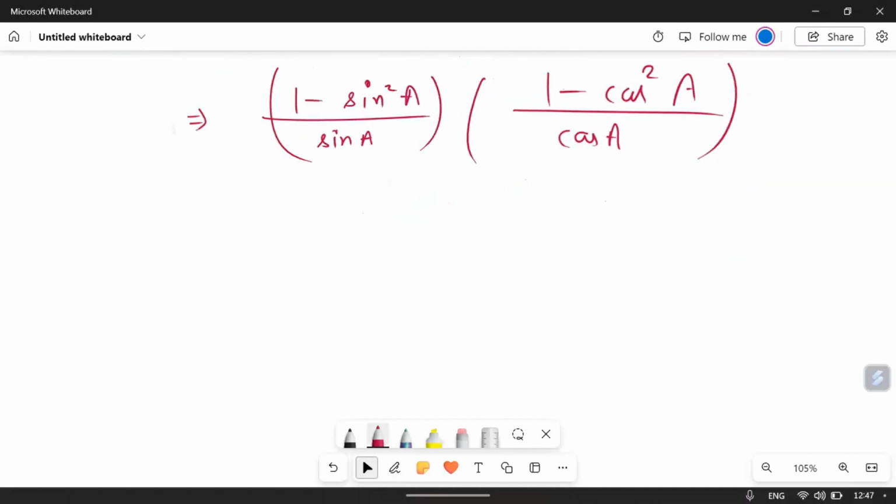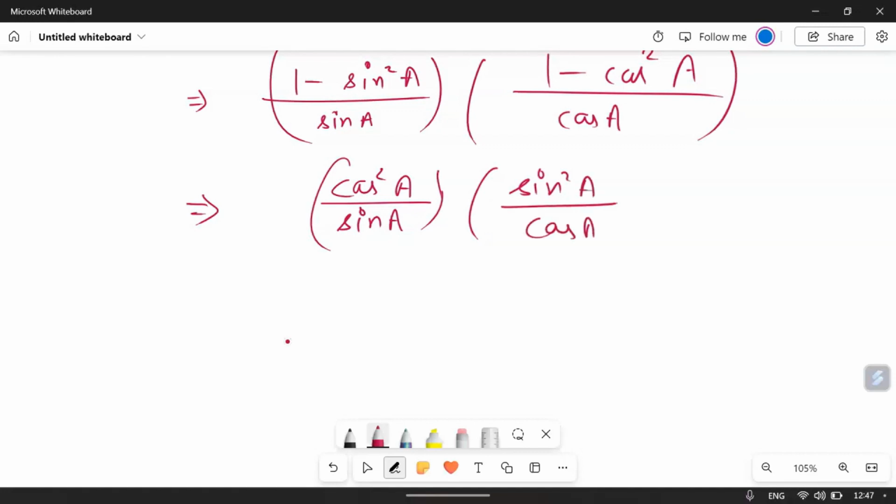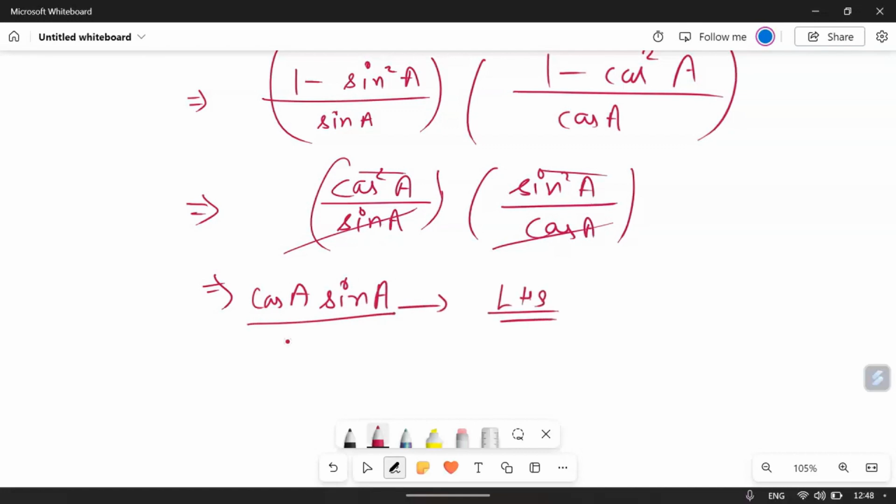After that we can use identity number 1, because it is in a square form. So 1 minus sin square A is cos square A divided by sin A, multiplied by 1 minus cos square A, so we can write sin square A divided by cos A. We can simply cancel out sin with sin and cos with cos. That will be sin A cos A. This is your LHS. We have solved it.